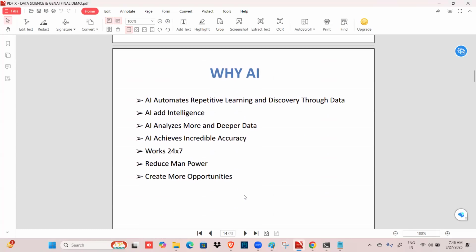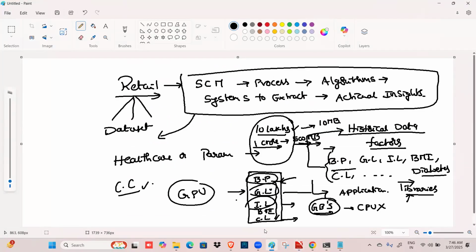And why AI? If someone asks why AI: it automates repetitive learning and discovery through the data. So here, what we design in this application is going to always look at the historical data and give that result. How it gives that result: we are entering the numerical values, and these numerical values are going to match with the historical data, which has 10 lakh people or 1 crore or 10 crores or 100 crore people's numerical values. It is going to match, and based on the results, it is going to give the output.